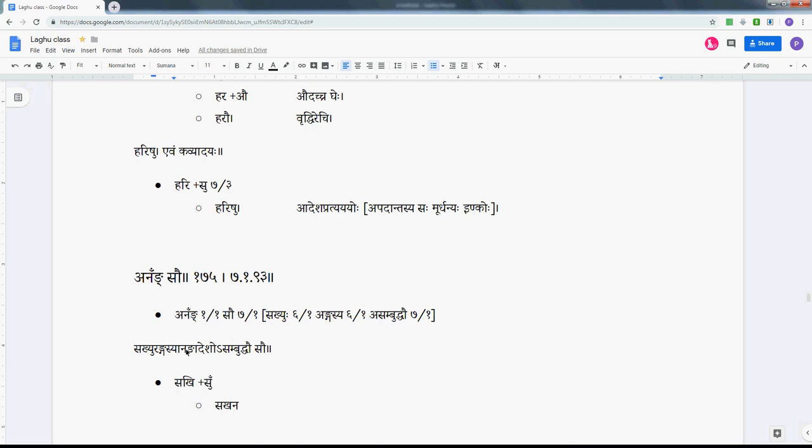When Anang is the Adesha, the Nyakara will go by Halantyam it. This Akara will go by Upadeshe Ajanunasika it, Tasya lopah. So An is the Adesha. So you will get Sakhan. Sakhan will be the Adesha. It does not matter whether it is Akara it or Nyakara it. Even if you take Akara it, still it is two letters. Two letters is multi-letters.